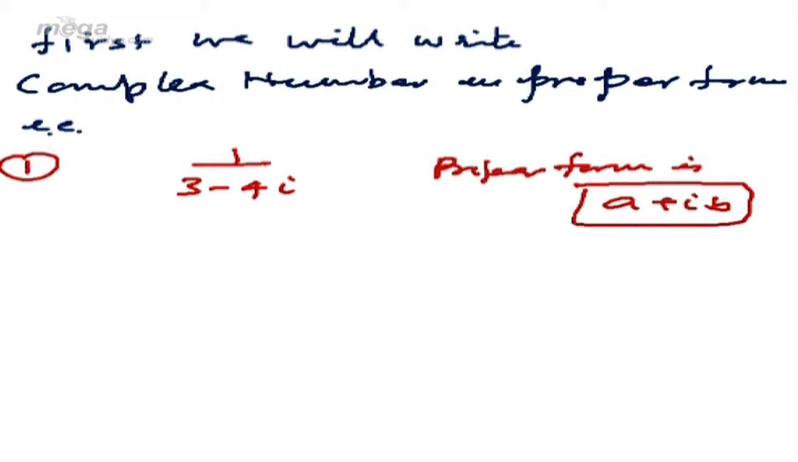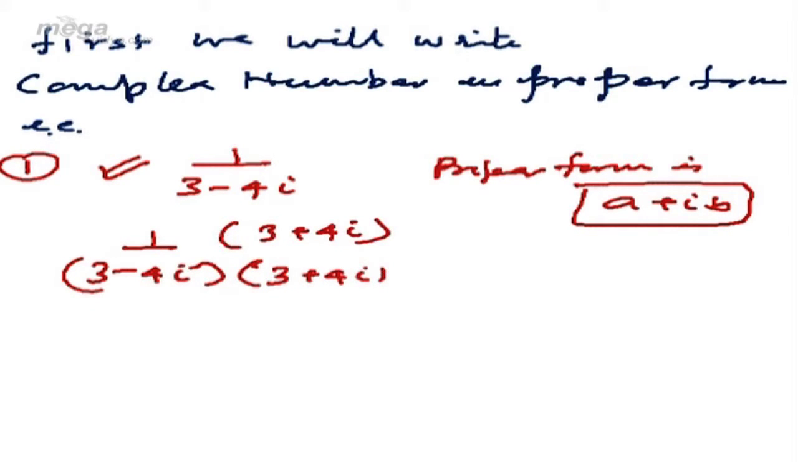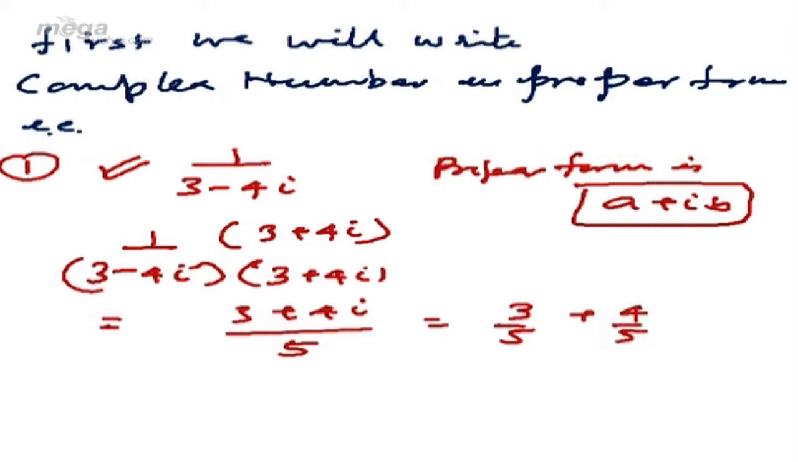Now we have to write this complex number in the proper form, that is 1 upon 3 minus 4i. You multiply the conjugate of this complex number in the numerator and denominator. So it will become 3 plus 4i divided by 25. That is 3 by 25 plus 4 by 25 i. It becomes in the proper form, that is a plus ib. This is a, this is ib.